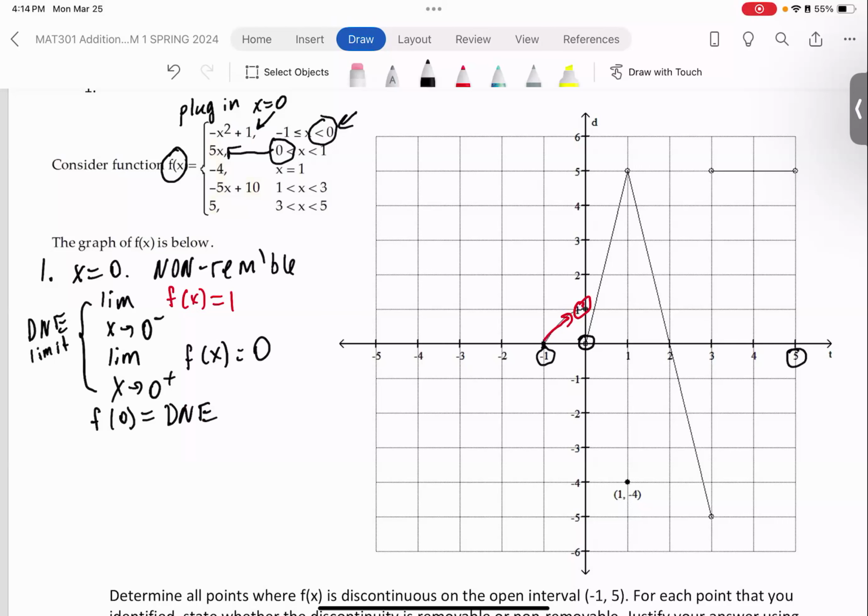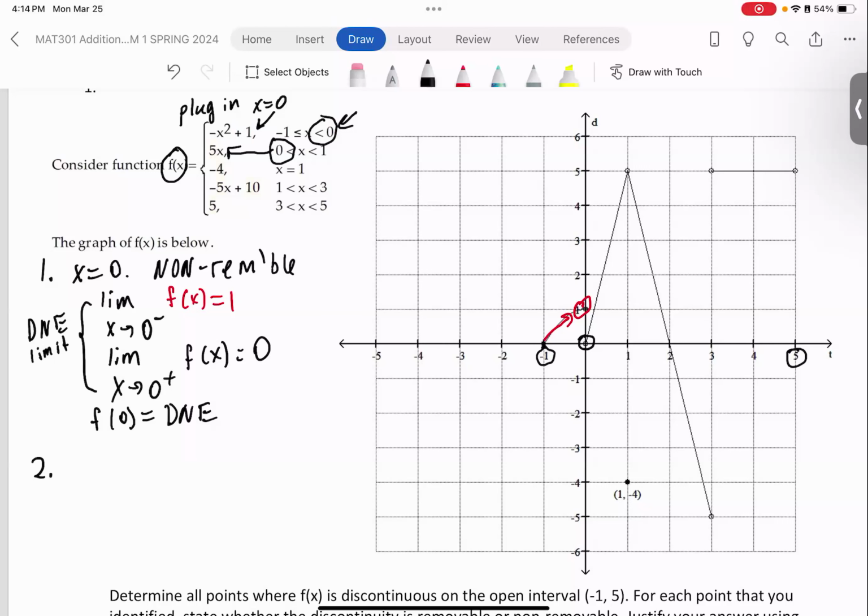So how about the next point? At 0, we discussed there's a jump, a non-removable discontinuity. Let's continue going. Any trouble here? Well, yes, 3 we'll get to. Before 3, there's trouble between 0 and 3.